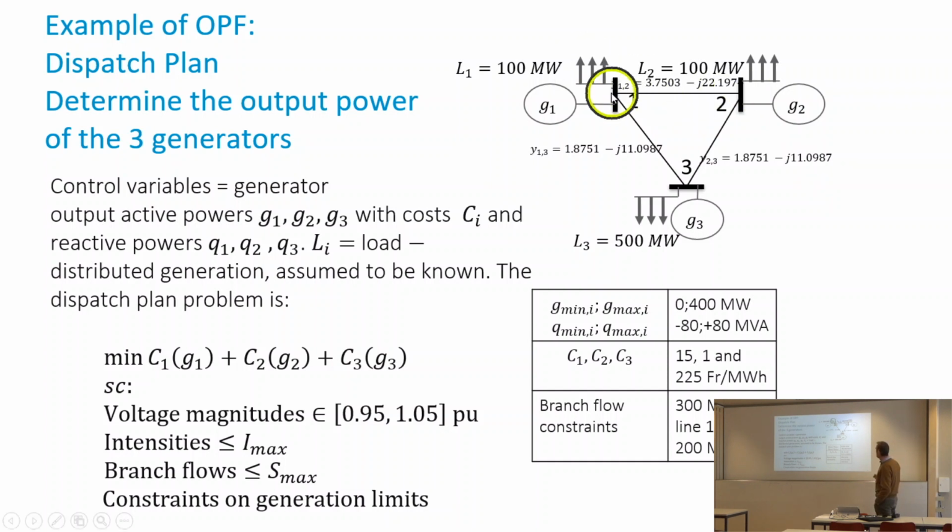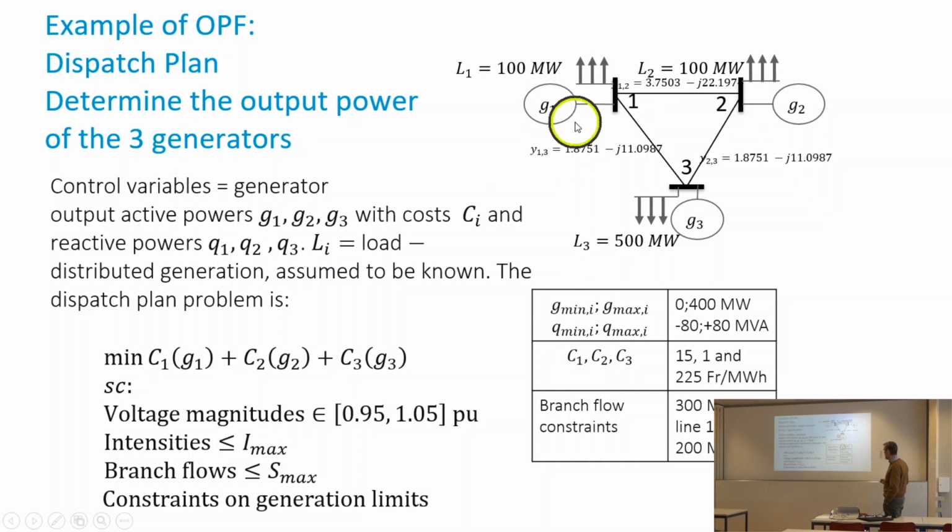I'm assuming also that the lines are characterized by their admittance here. I do not show here the shunt elements that we know may be important in distribution grids. Here they are not shown, they're ignored. And this is all in per unit, so those are the values of the admittances of the lines. And we have also values of the loads. In this simple example, the loads are assumed to be known. So we want to consume 100 megawatts at this bus, 100 there, and 500 here.